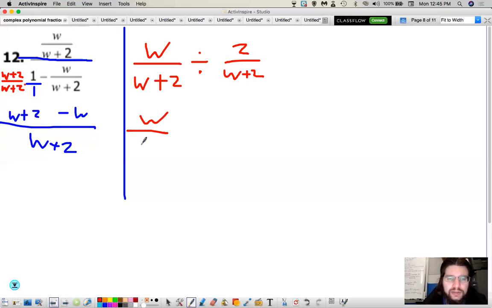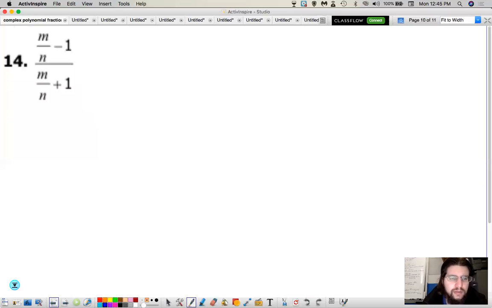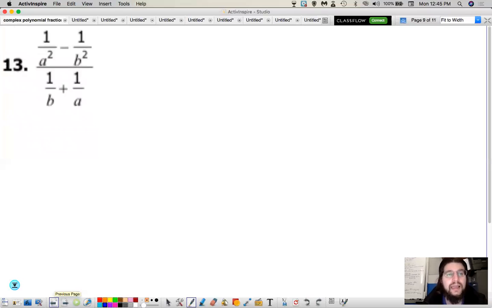So if you're able to see what's going on, you can reciprocate in this previous step. I just wanted to write it out in case some people had trouble seeing it. Cancel stuff. We're left with w over 2. Done. Okay, there we go. Now, I've got subtraction in the numerator. I've got addition in the denominator. I got to do it both.